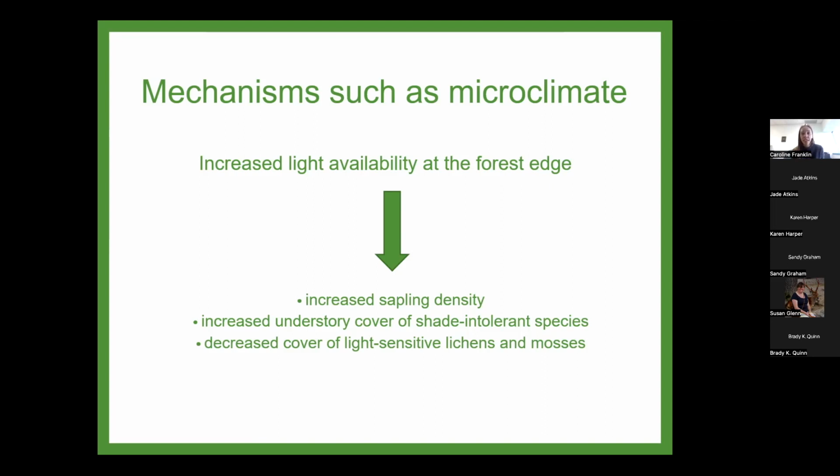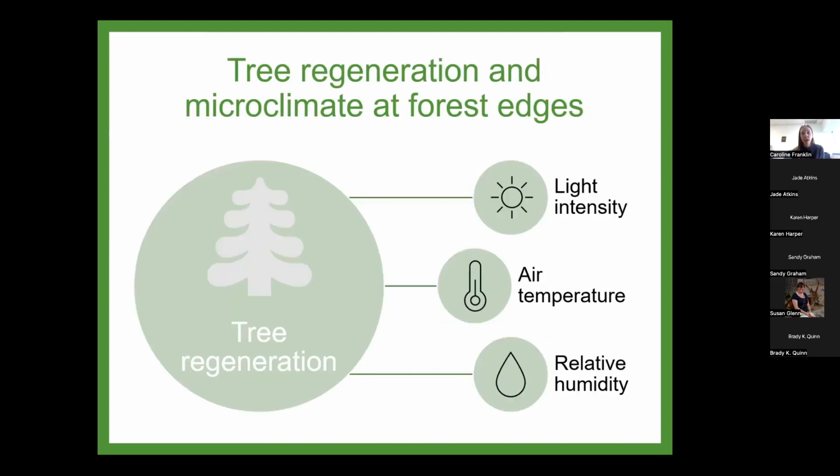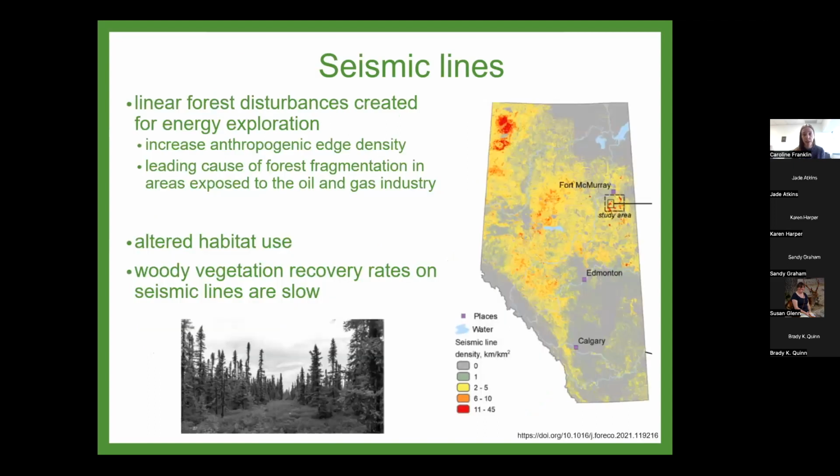So for this next part of the presentation, I'm going to show you results from a study that considered both tree regeneration, so that vegetation response, and microclimate at forest edges. So we're trying to study and sample both of those at the same edges to see if we can relate these responses together. So this study was done on seismic lines.